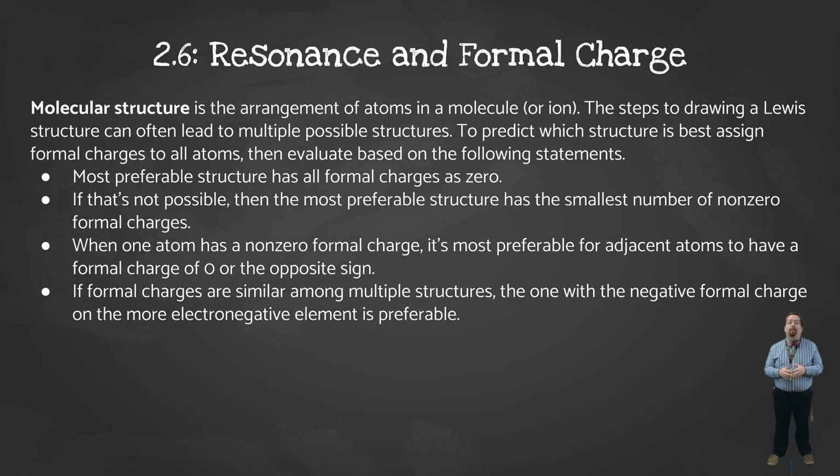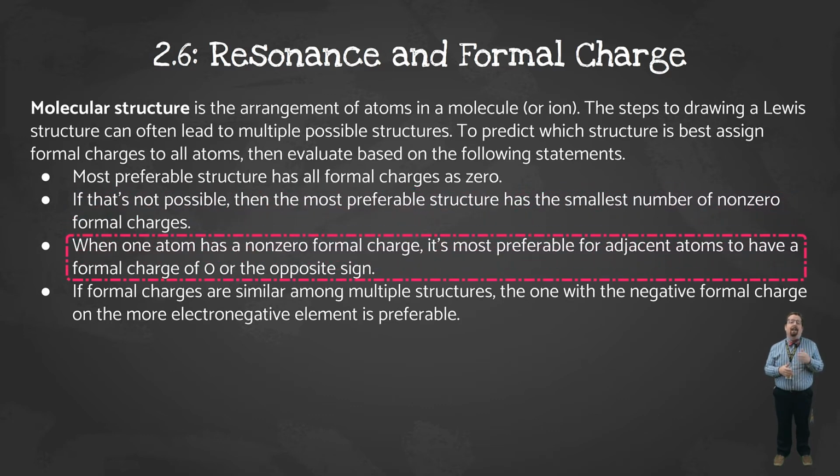After assigning formal charges, you can determine which Lewis structure is most favorable. That Lewis structure helps us determine the molecular structure, or the way the atoms are bonded and arranged in a molecule. The most favorable structure is one that fills all octets appropriately. From there, the most favorable is one in which each formal charge is 0. If that's not possible, then the most favorable structure has the least amount of non-zero charges.